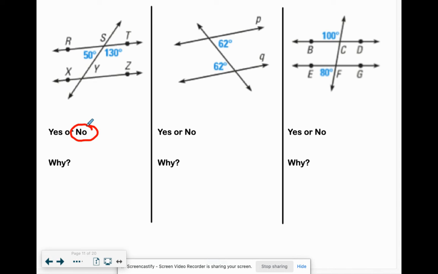Okay, what kind of angles do we have on the next example? Alternate interior. Are they the same? Yeah, they're congruent. So which lines are parallel? And why? Alternate interior, converse.